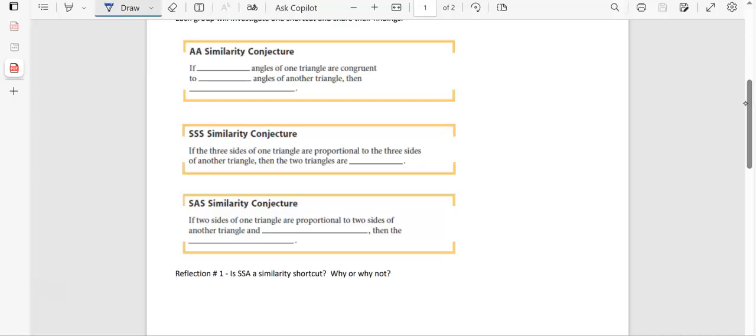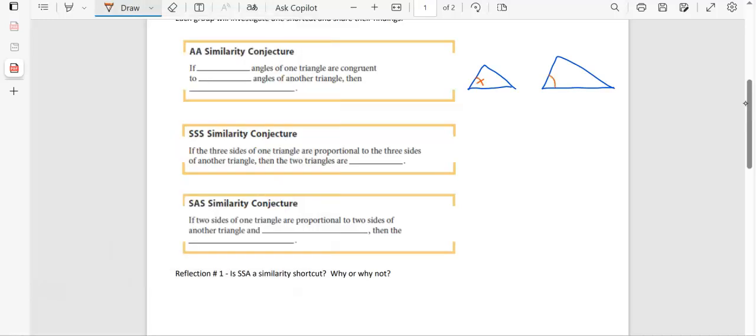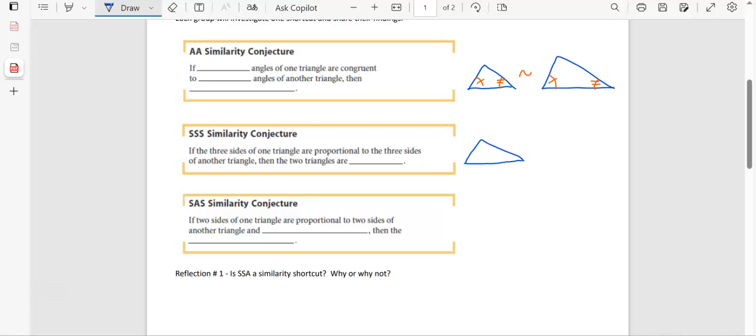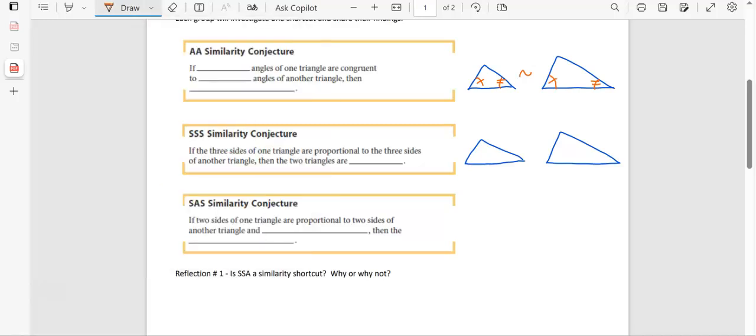Angle, angle, which tells us if one triangle has two angles congruent to another triangle, then the triangles are similar. Side, side, side tells us that if all the sides are proportional to each other, the corresponding sides, then we have similar triangles. So here's how I would show that.